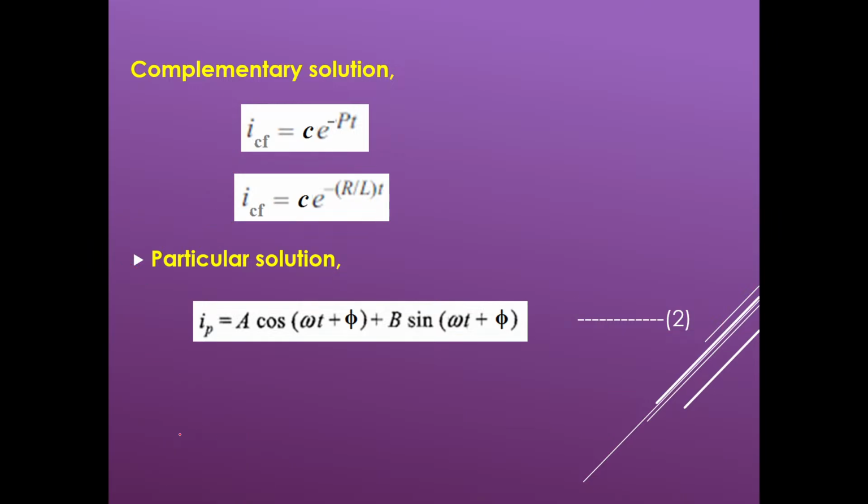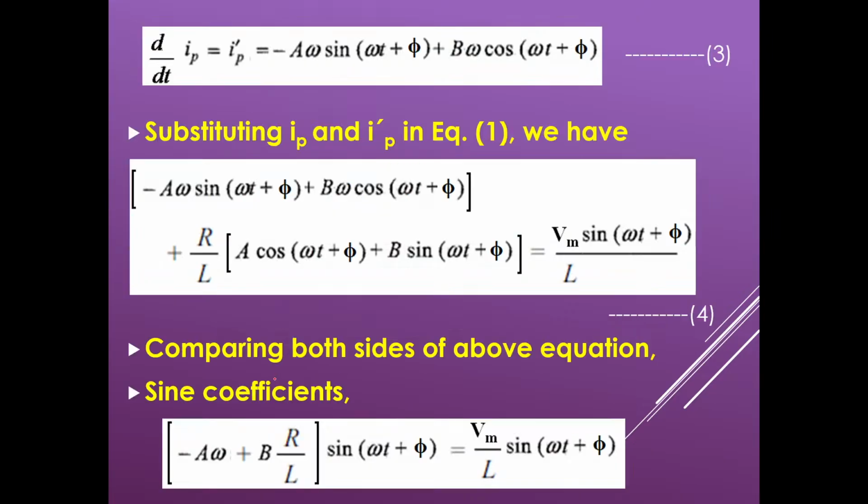Okay. So, what is the particular part of the solution? It is i_p equal to A cos(ωt + φ) plus B sin(ωt + φ). Consider it as equation number 2.